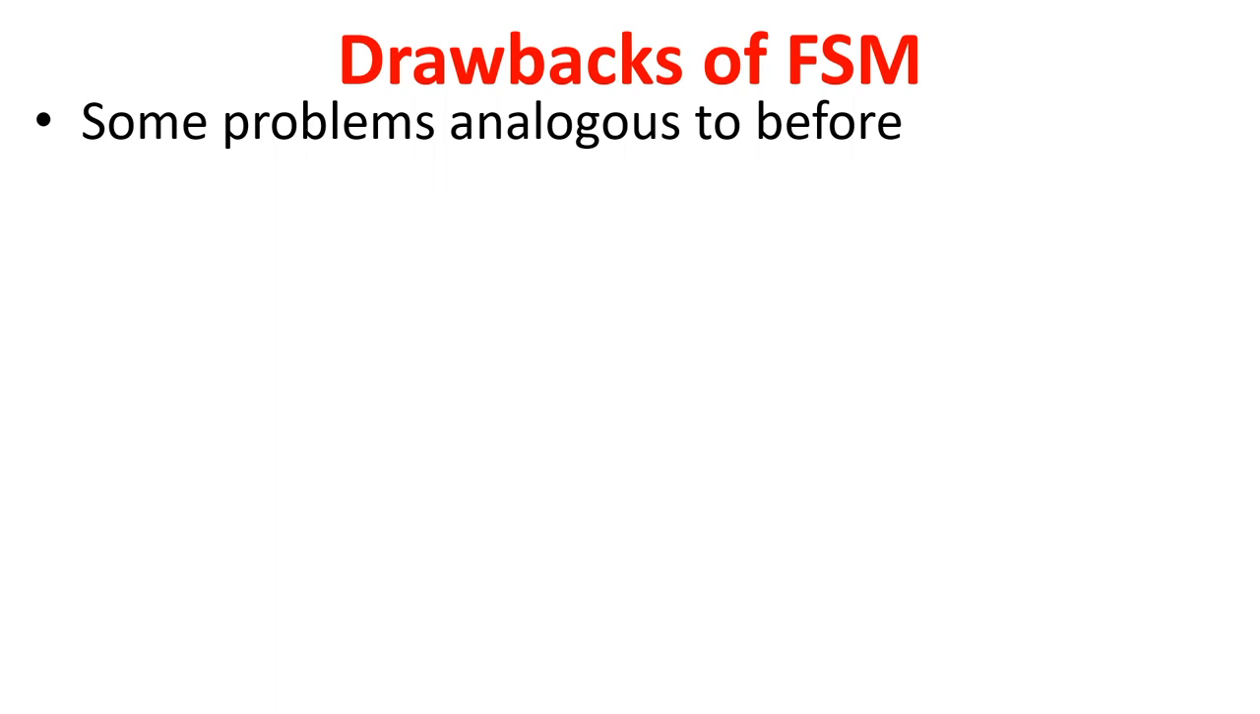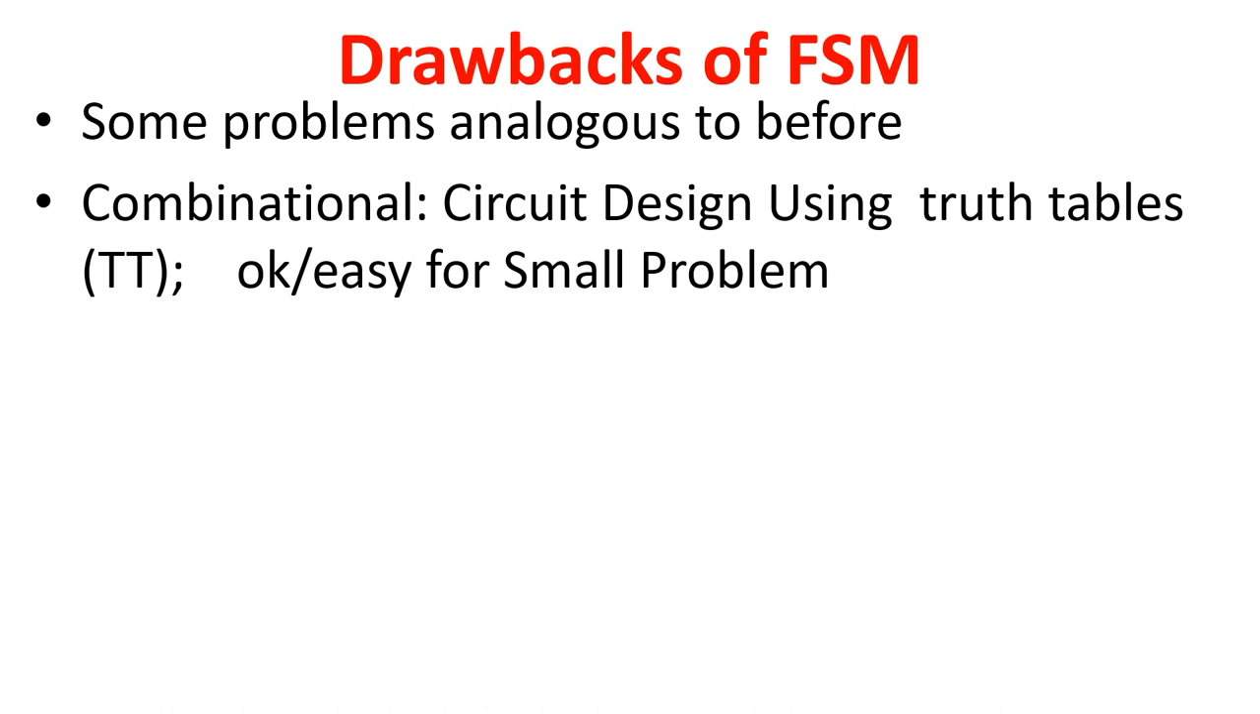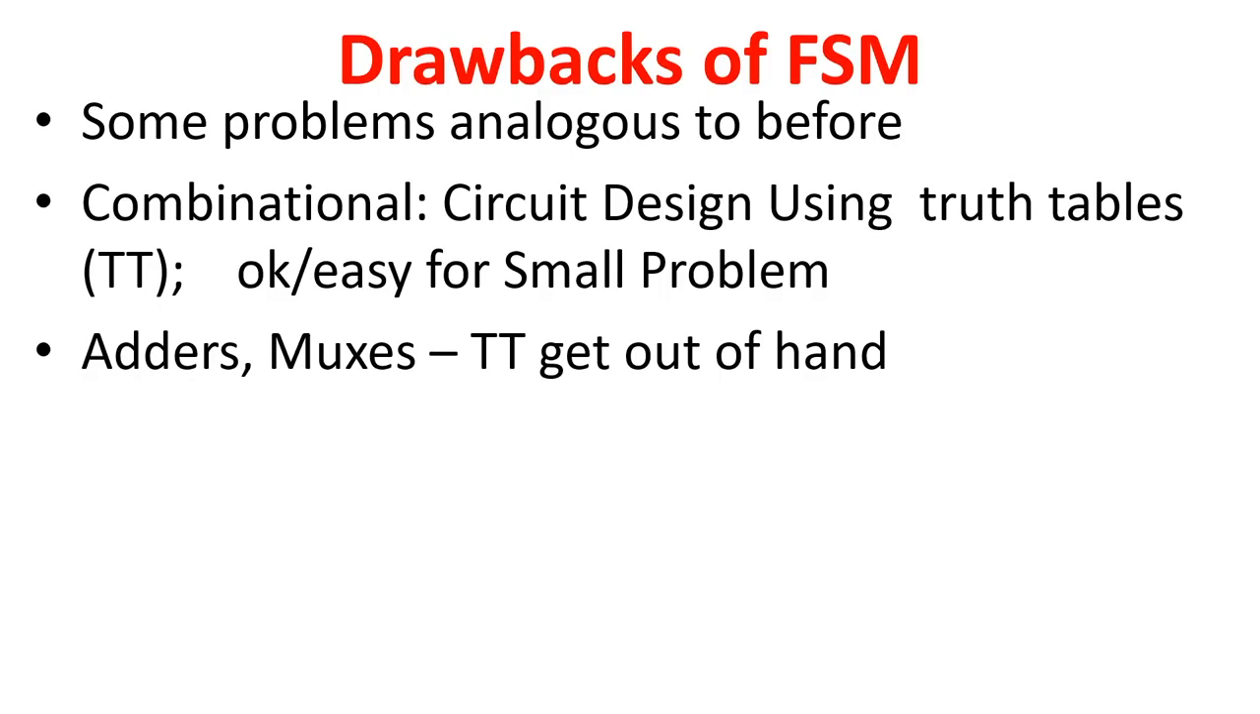It is analogous to combinational circuit design. Designing combinational circuits using truth tables is okay or easy for small problems, but whenever the number of inputs and outputs grows, the truth table method is completely useless. It cannot handle it. Suppose you want to design a 32-bit adder, or a 16-input multiplexer. Can you design using the truth table method? No. The truth table method gets out of hand, because you will not be able to tabulate the inputs and outputs of a 32-bit adder. This we absolutely cannot do, because of listing out 2 to the 32 inputs.